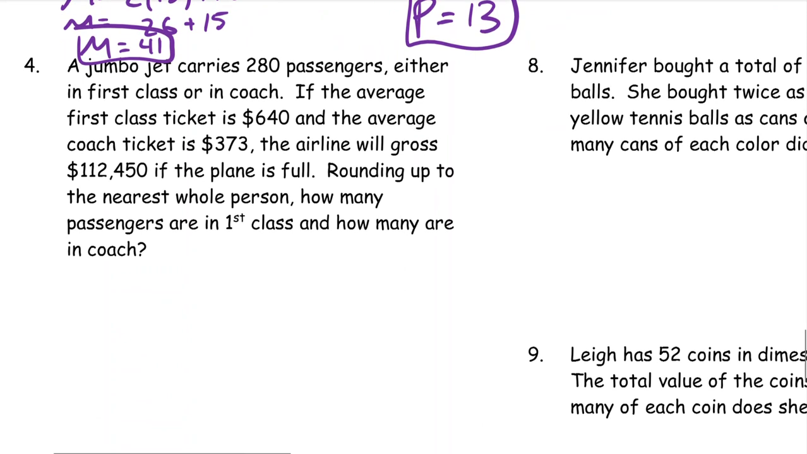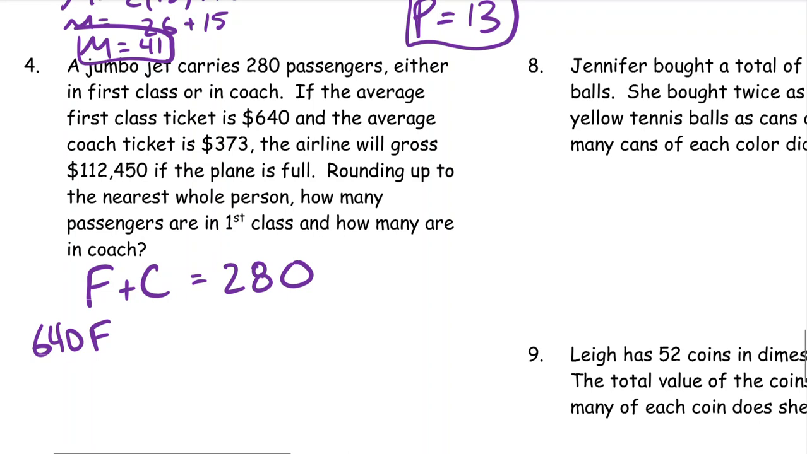A jumbo jet carries 280 passengers, either in first class or in coach. If the average first class ticket is $640 and the average coach ticket is $373, the airline will gross $112,450 if the plane is full, rounding up to the nearest whole person. How many passengers are in first class and how many are in coach? Alright, so first class plus coach equals 280. Right?